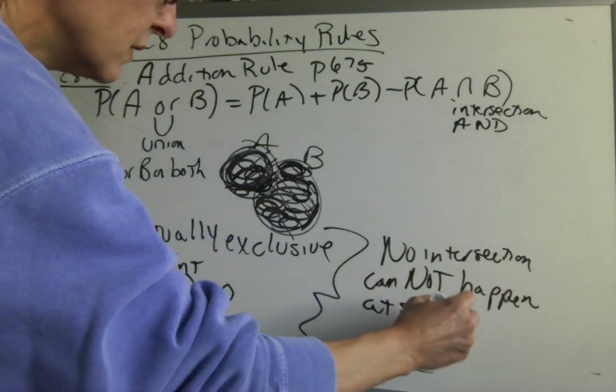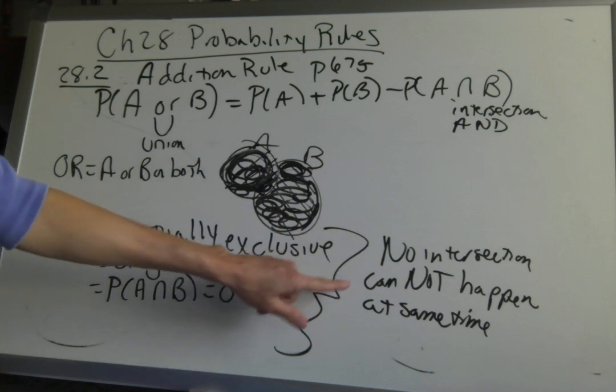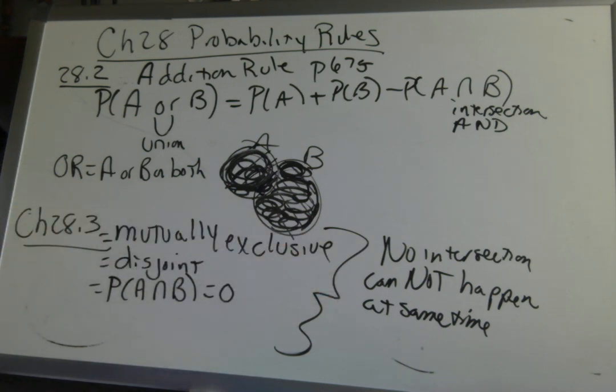When you have 2 events that cannot happen at the same time, it's called mutually exclusive, or disjoint, meaning that the intersection term is 0. Because there is no intersection, you cannot have both happen at the same time, right? You can't be a sum of 7 or a sum of 8 at the same time. With cards, you cannot be a king and a queen at the same time. But you could be a king and a heart at the same time. Those are not mutually exclusive.